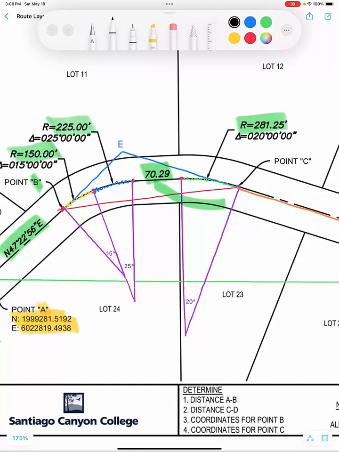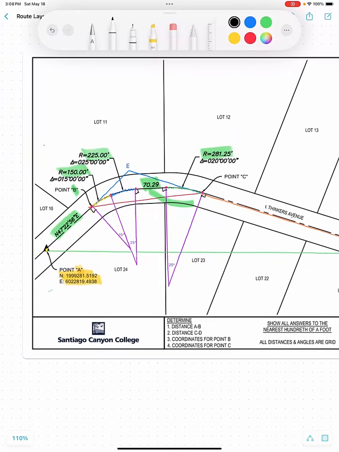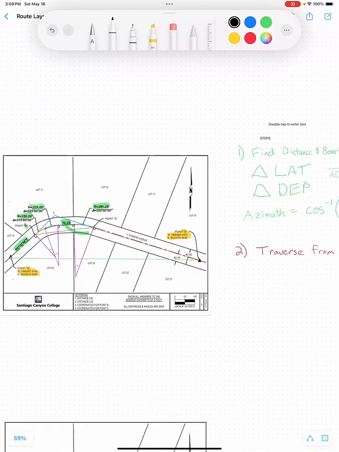Why is it not letting me draw? There we go. Right angle, right angle, right angle, right angle. Got it? Okay. So what does that look like?